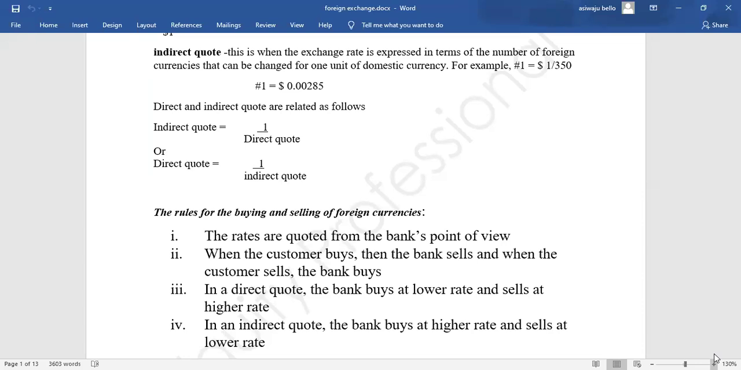Rule number 1. Exchange rates are quoted from the bank's point of view, meaning that exchange rates are quoted to favor the bank.